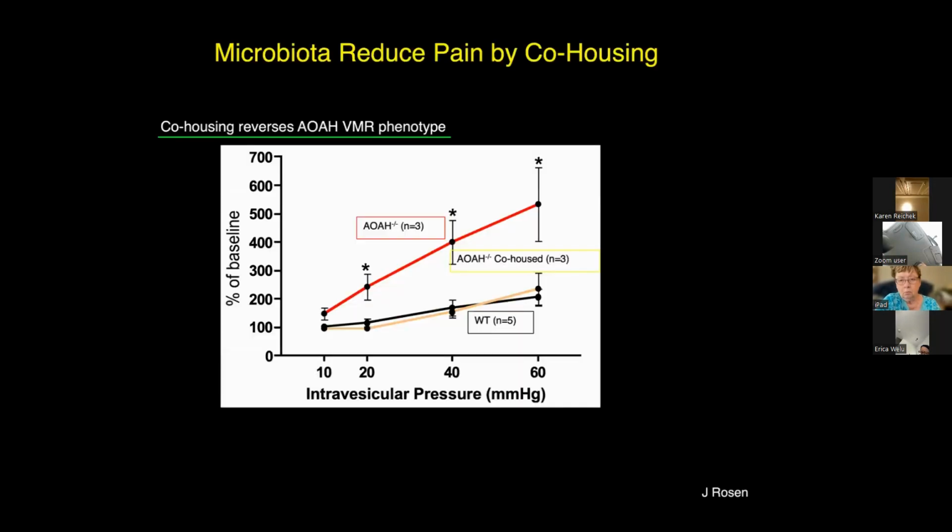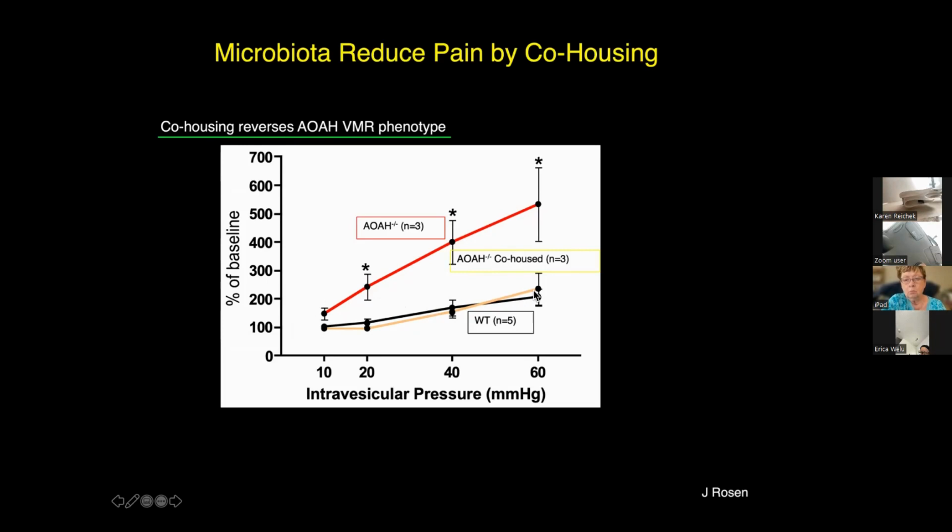So I've told you a lot of bad news about how bacteria cause pain, but we do believe there is some good news. Again, not quite ready for prime time, but hopefully something we can develop. So I showed you that we can take mice and co-house them and alter their microbiome. And this is pain testing in those mice. This is that VMR. And here are AOH mice that are more sensitive than their normal mice. So these are mice lacking the AOH gene, and normal mice are much less responsive. So these mice have pain. The co-housed mice have reduced pain.